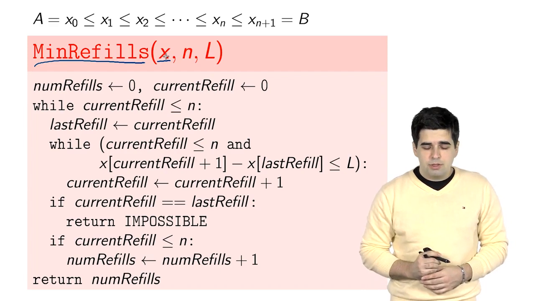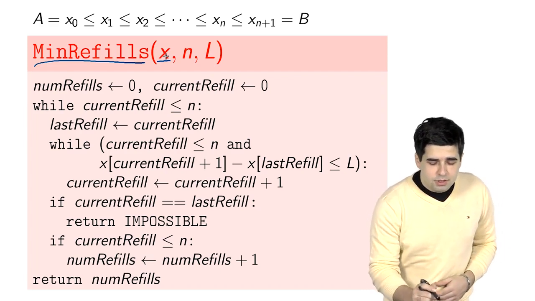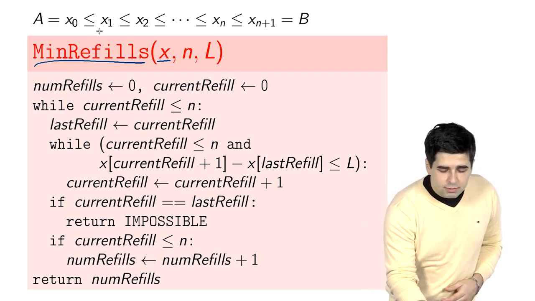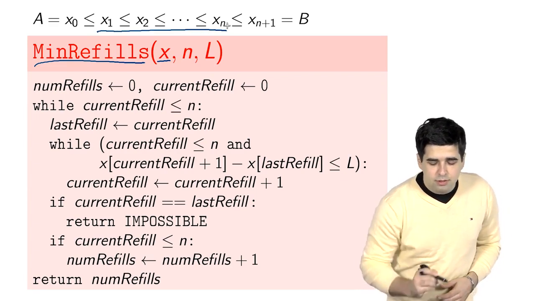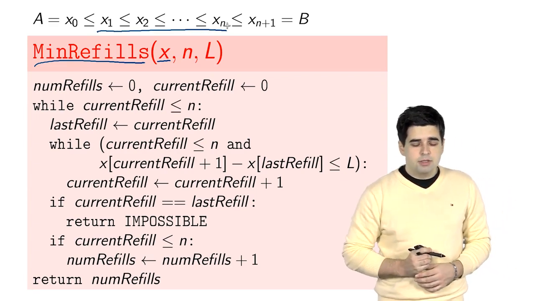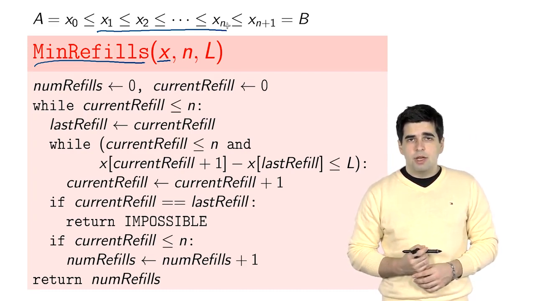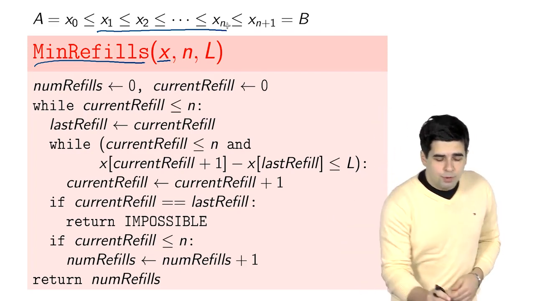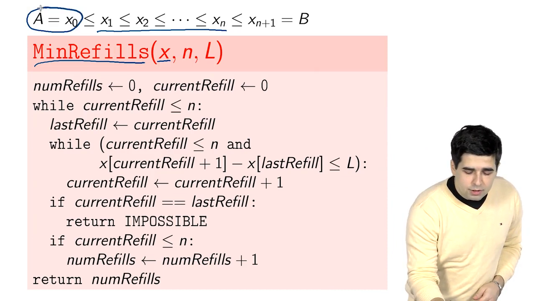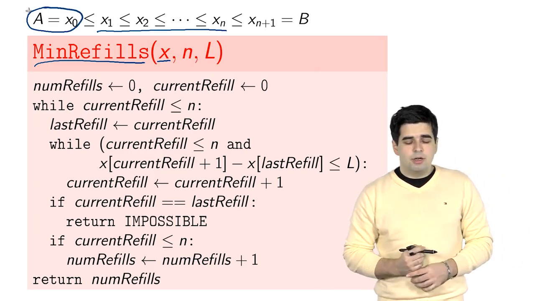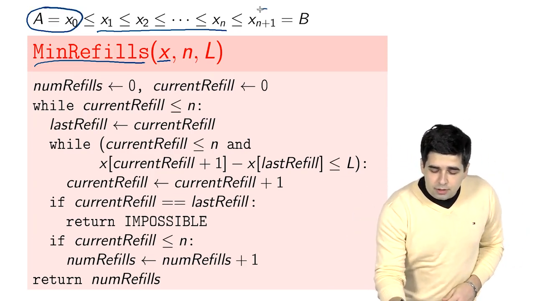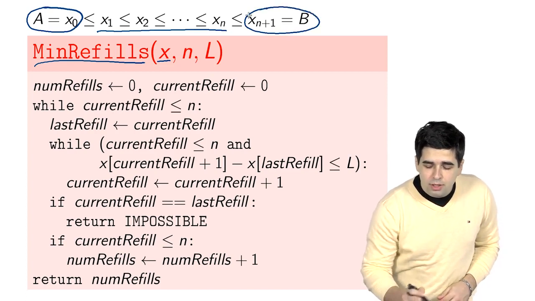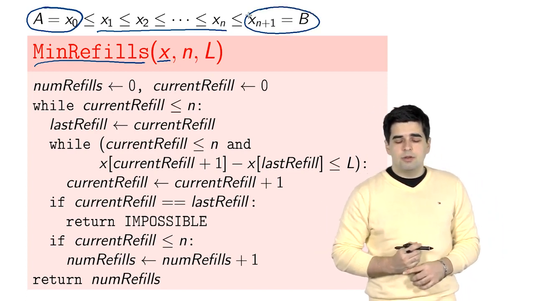From the problem statement we know that the positions of the gas stations are given by numbers from x1 to xn, and those are measured in kilometers in terms of distance from A to the corresponding gas station along the path from A to B. For convenience, we actually add to array x positions of point A, which is x0 and is the smallest value in the array, and point B, which is xn plus 1, and it is the largest value in the array x.